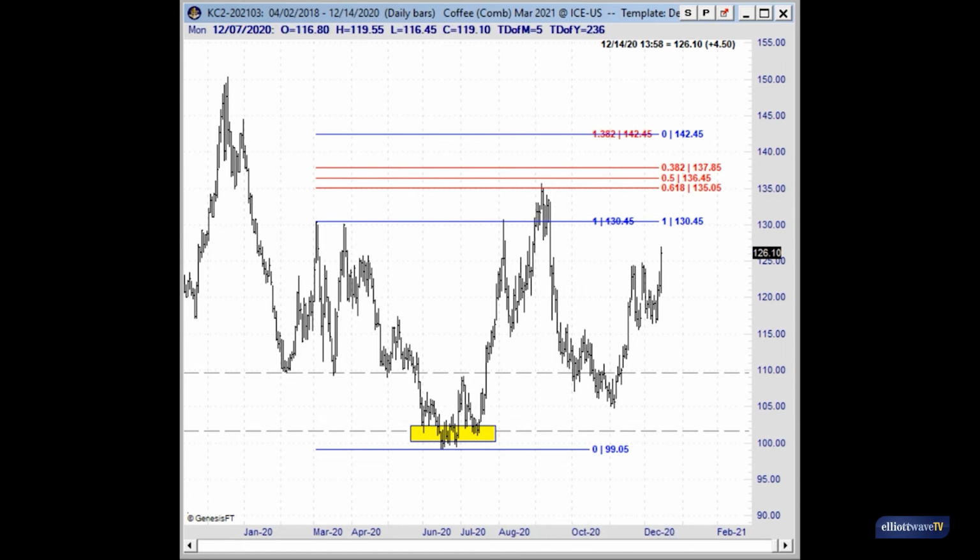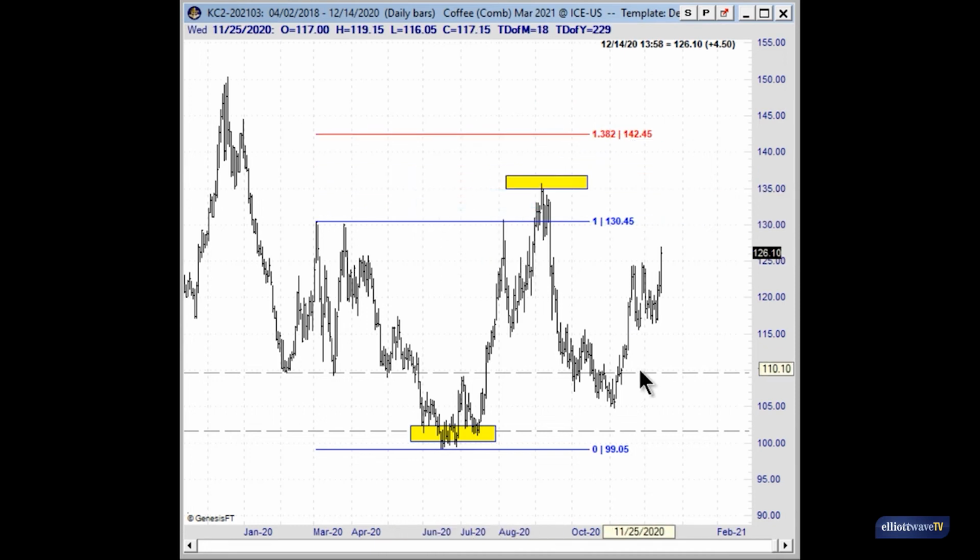Or we can use the most recent swing, which would be the sell-off that we saw back in August here. So we're using the 1.618. Now we're beginning to identify a cluster of resistance, where we're looking for the market to actually travel to and then reverse from.